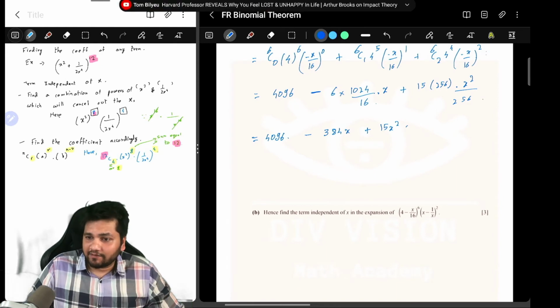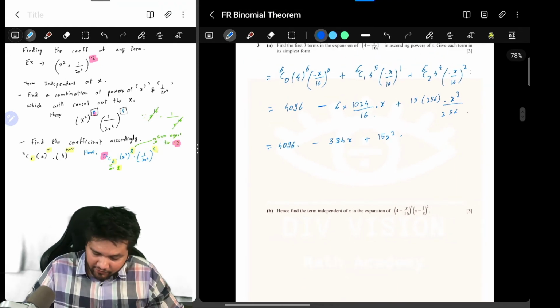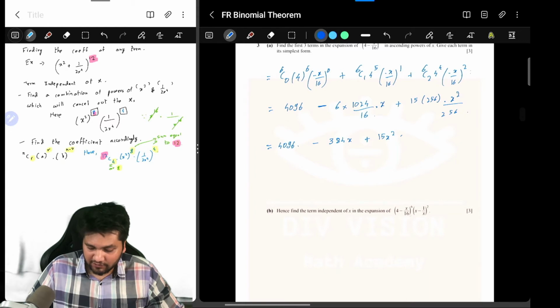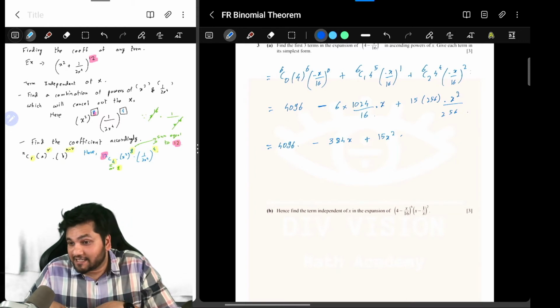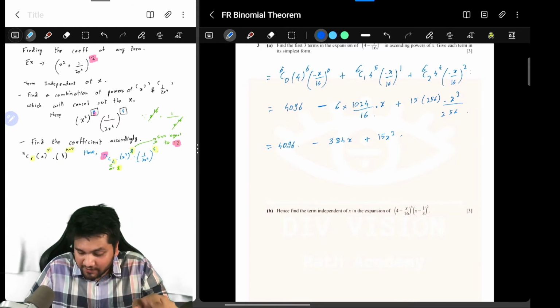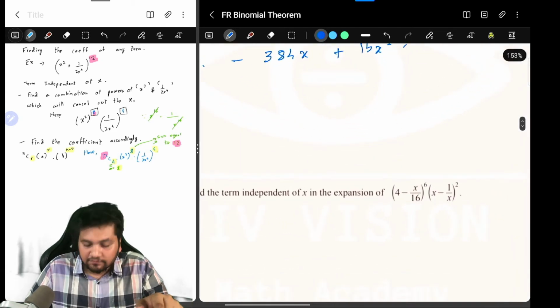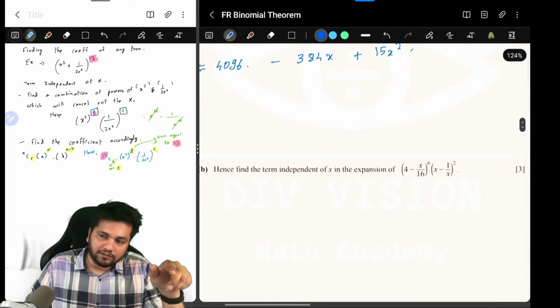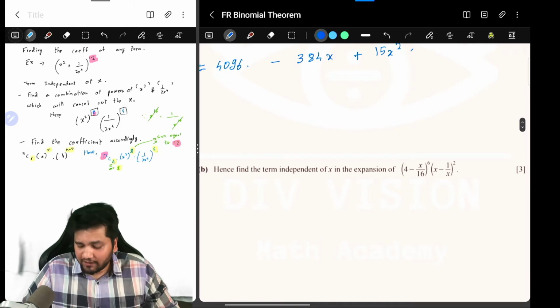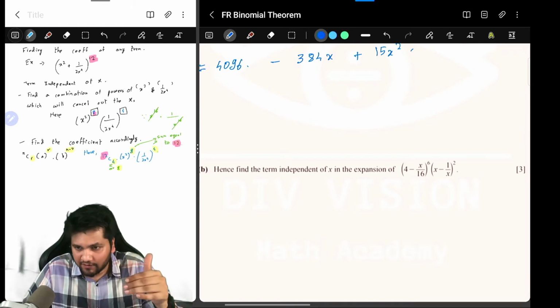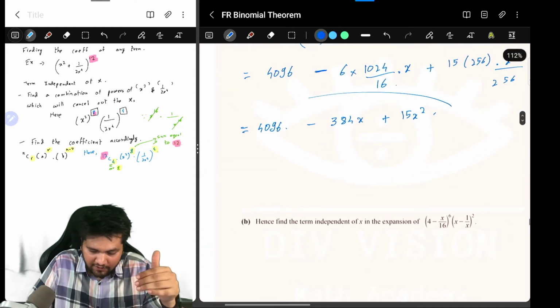Again, they are asking the same thing. Hence, find the term independent of x in the expression (4 minus x by 16) to the power of 6 times (x minus 1 by x) whole square. This time it is a little different. Can we try to do this one at home? Just make sure we know this expansion, and whenever it's a subpart of any other question, obviously you'll have to use these terms at least.